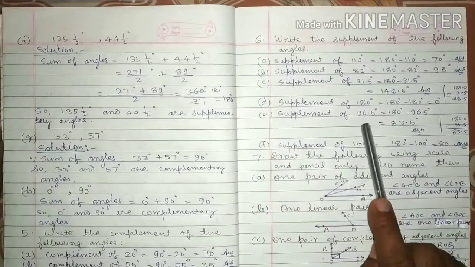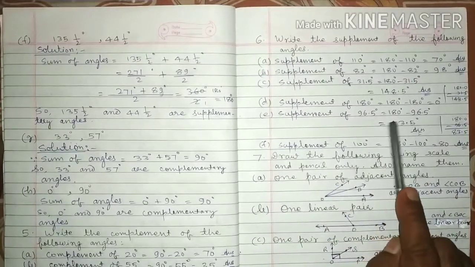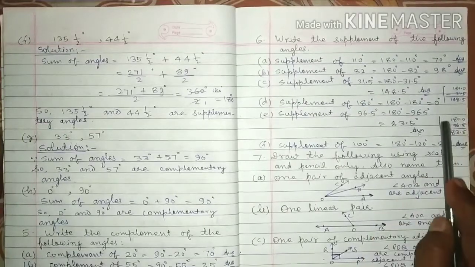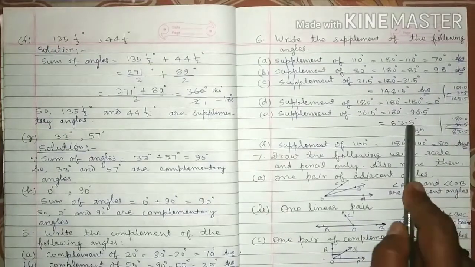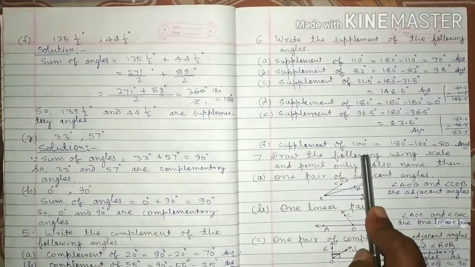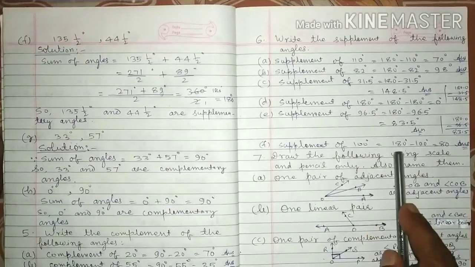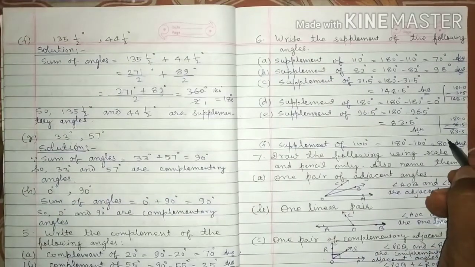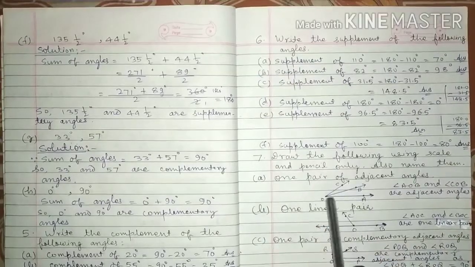E. Supplement of 96.5 degrees equals 180 degrees minus 96.5 degrees. Here we subtract, we get 83.5 degrees. This is the answer of question number E. F. Supplement of 100 degrees equals 180 degrees minus 100 degrees equals 80 degrees. This is the answer of question number F.